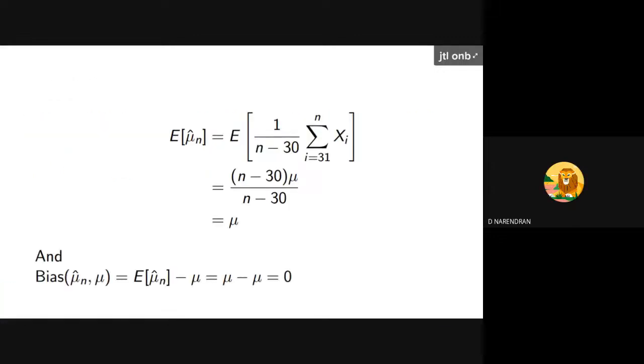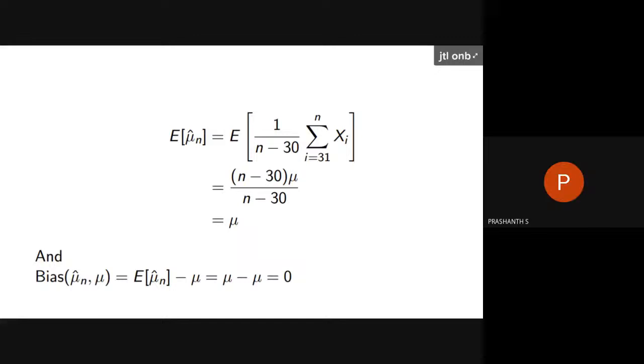I got up to there, but since mu was coming, I was not able to go further. Okay, so what I have to do is compute the expectation of mu n hat. Mu n hat is 1 by n minus 30 into summation i equals 31 to n. So how many numbers will be there from 31 to n? n minus 30. So there will be x31, x32 and so on up to xn. Each of the expectations is mu. So there will be n minus 30 mu's. Is 31 also included, sir? Yes, 31 is also included.